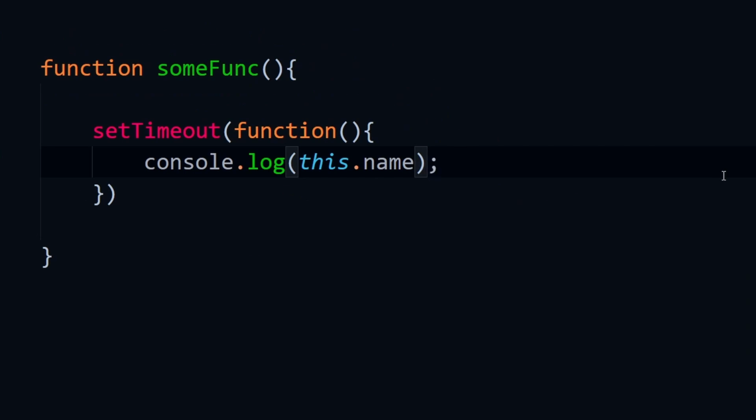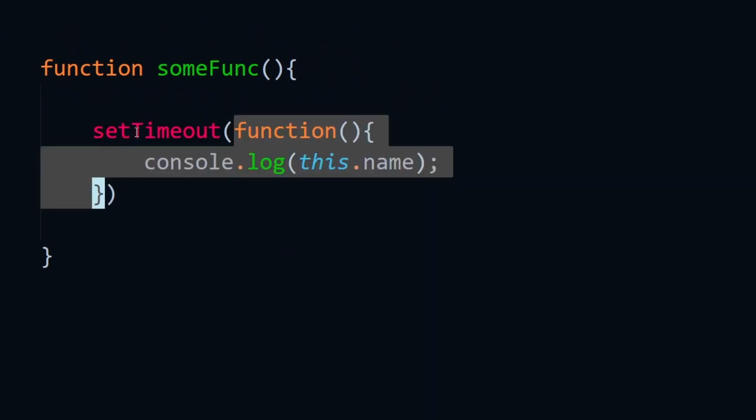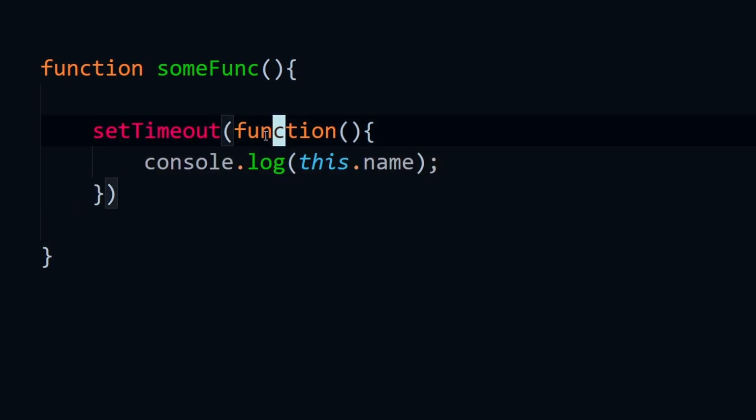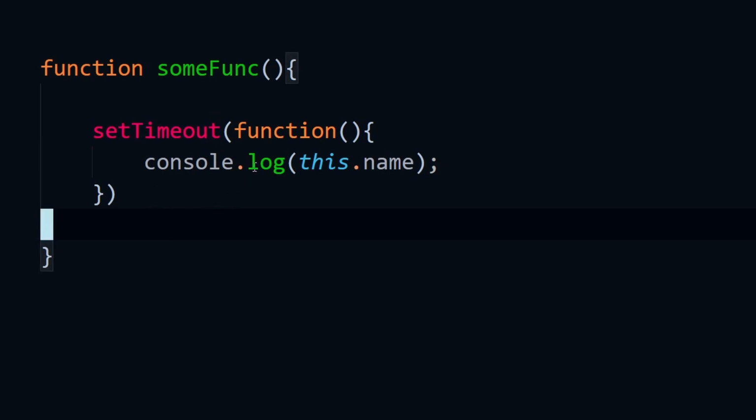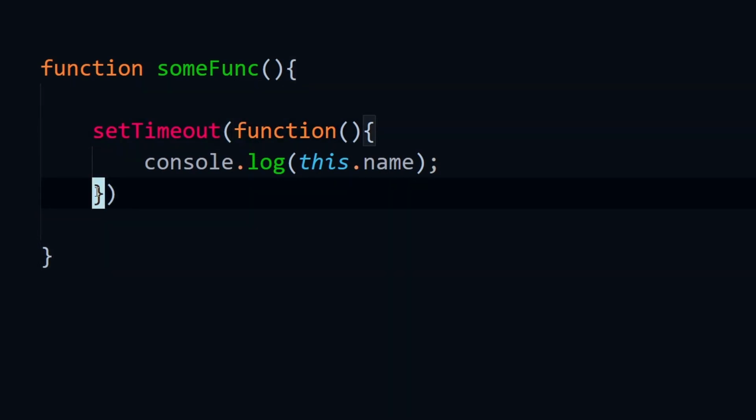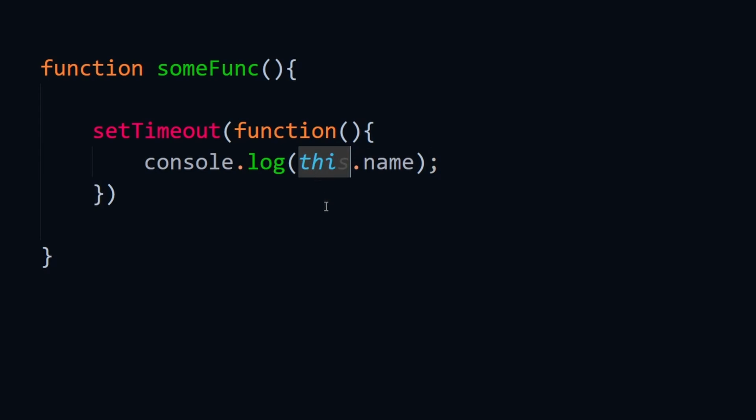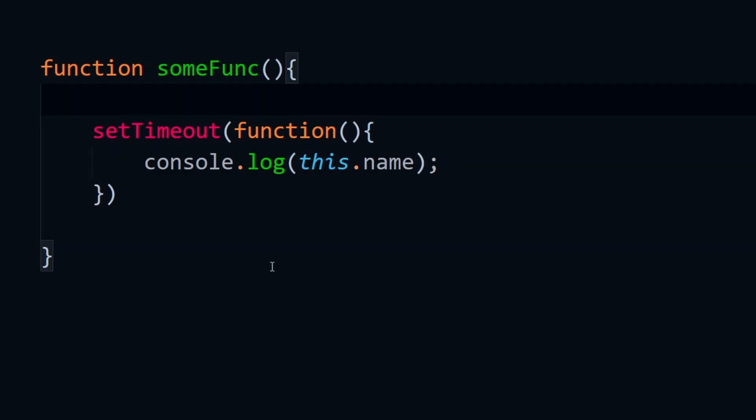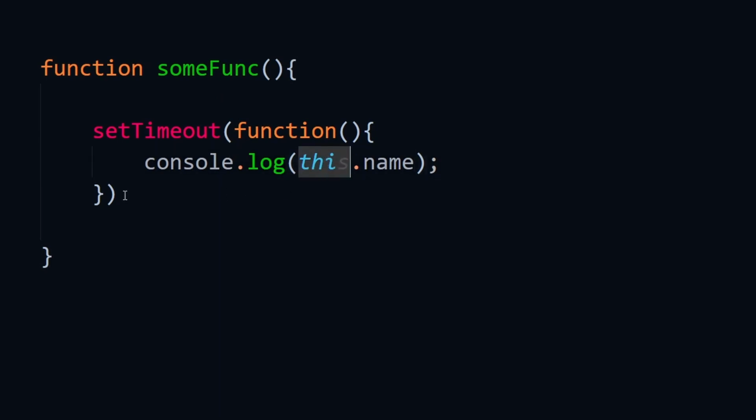Let's talk about callbacks. Suppose you want to pass a callback function in another function. So in this case, I'm passing this function inside the setTimeout function. In that case, you're not sure how this function is going to be called, and that means the value of this is unknown in this case. So to ensure that this keyword inside the callback will always point to the same object as the outer function, we can use the bind keyword and bind this.